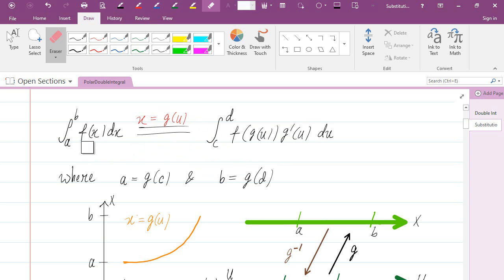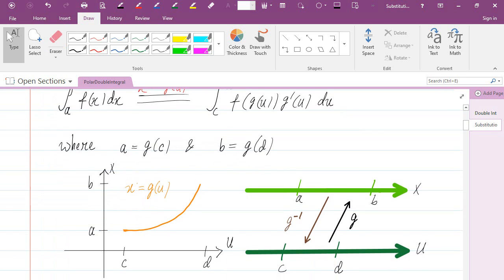So if we substitute g of u for x, this is the integrand that we get. Notice that not only did we substitute g of u for x, we also have this extra factor g prime of u. And the limits of integration is from c to d, where g of c is a and g of d is b. In other words, c is g inverse of a and d is g inverse of b, given that the inverse of g does exist.